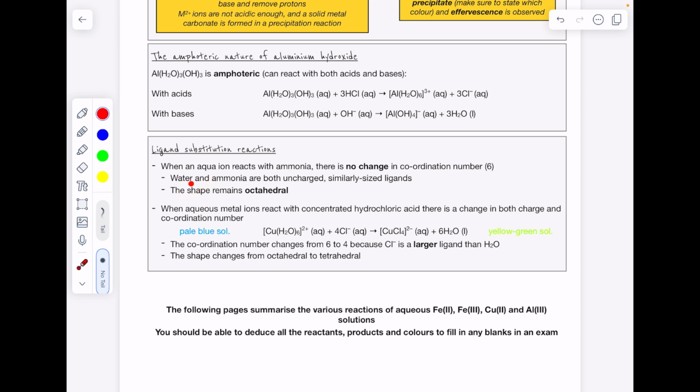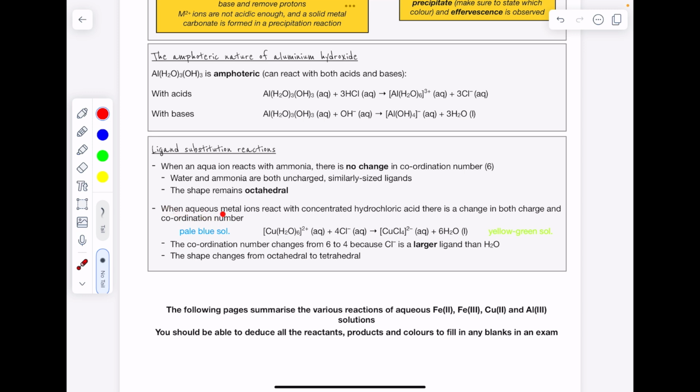And then last up, before we look at past paper questions, ligand substitution reactions. When an aqua ion, remember that's when you have your complex ion surrounded by water, reacts with ammonia, there's no change in coordination number. That's in large part due to the fact that water and ammonia are both uncharged and similarly sized ligands, and therefore the shape remains octahedral.